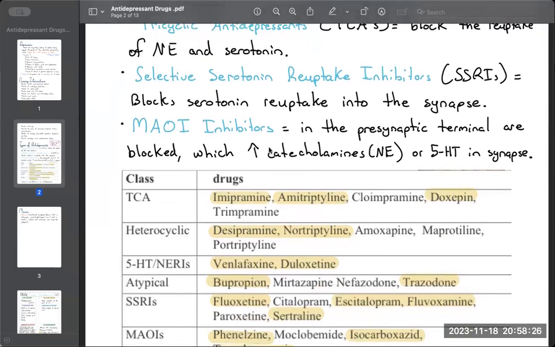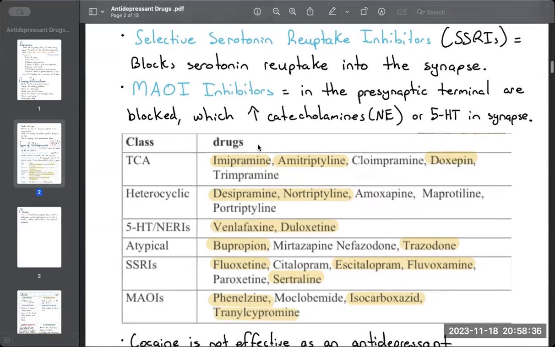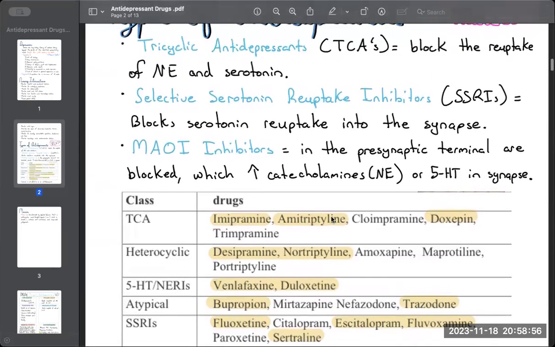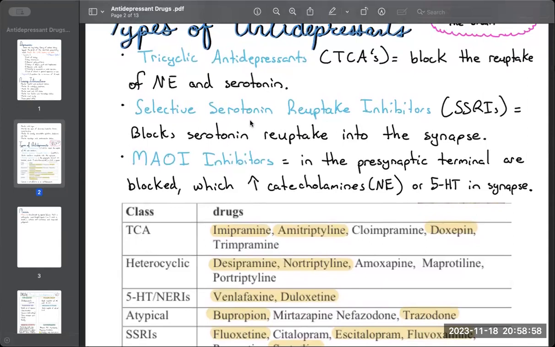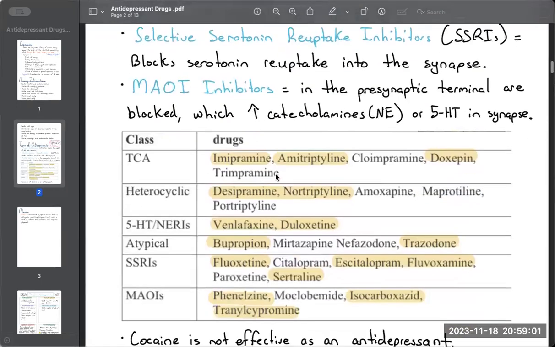Selective serotonin reuptake inhibitors, or SSRIs, block serotonin reuptake into the synapse. Same thing, but these specifically block serotonin, which increases serotonin levels. MAOIs are monoamine oxidase inhibitors. These are in the presynaptic terminal. We block these receptors, which increases catecholamines, norepinephrine, or serotonin in the synapse. So all of these work on very similar receptors because we're targeting the same thing. We want to treat depression.